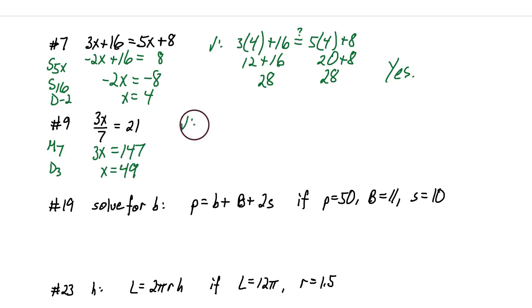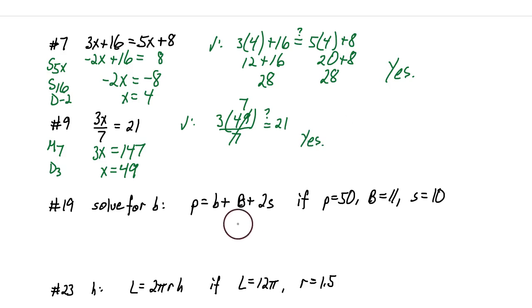Let's check if that's correct. 3 times 49 divided by 7. Is that equal to 21? When simplifying this expression, it would be easier to divide the 49 by 7 first and then multiply by the 3. 49 divided by 7 makes 7, and 3 times 7 is 21. This answer checks.